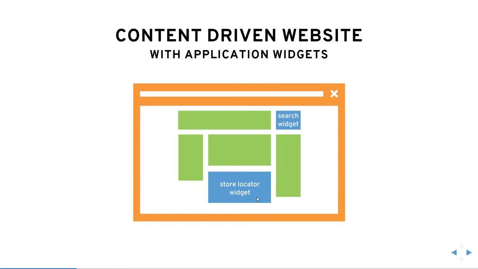And something else, like another example, is a store locator widget, right? If you have a content site and you want to have an application where you can search for the stores, and you have Google Maps and all these kind of stuff. So for this, it really makes sense to mix it up, right? To have a content-driven website, but with some application widgets.